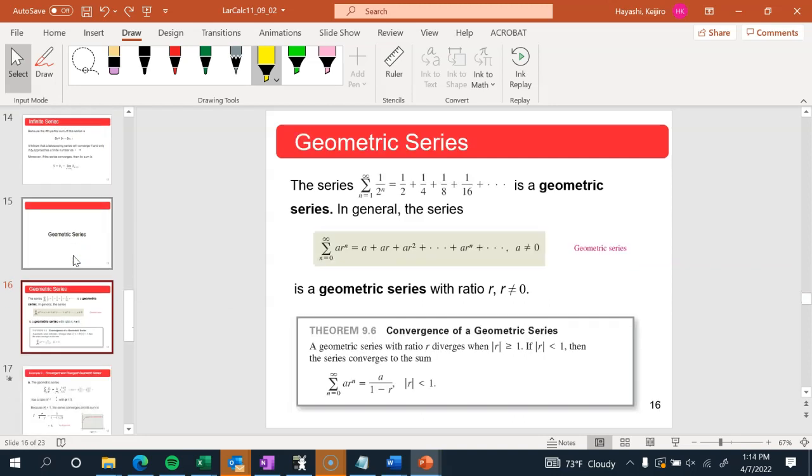Okay, so a geometric series is a type of series that is called what it is because each term is in a constant ratio to the previous term. So again, this series where you have 1/2, and then you add 1/4, and then you add 1/8, and then you add 1/16. That's a geometric series because each term is 1/2 of the previous term.